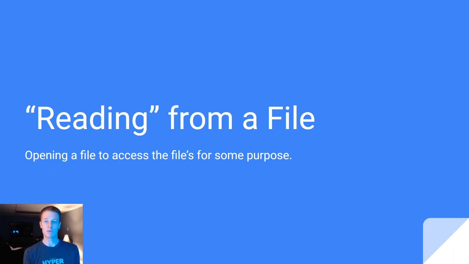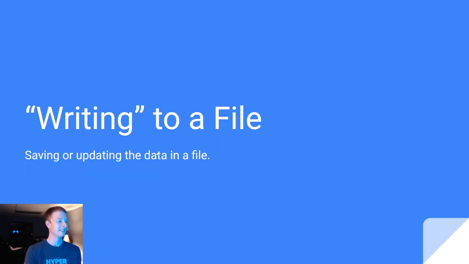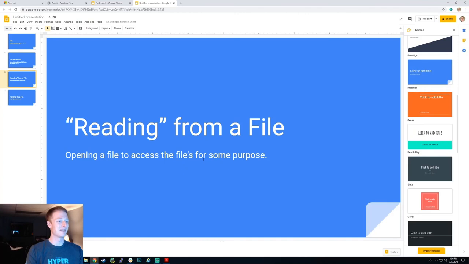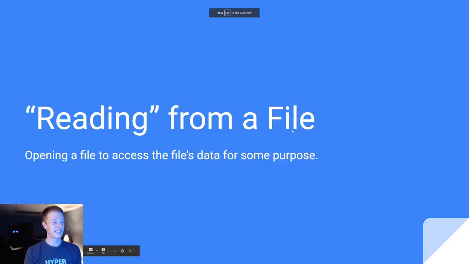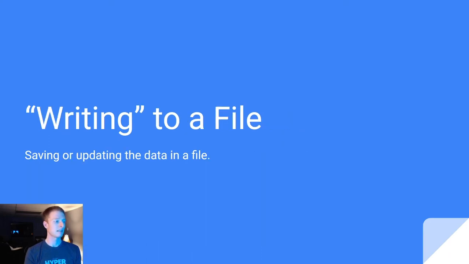When we talk about reading from a file, what we mean is that we're opening up the file to access the file's data. All right, hold on. We'll do a live edit here in the middle of the video. The file's data. There, good. Okay, perfect. So reading from a file is opening a file to access the file's data for some purpose, okay?